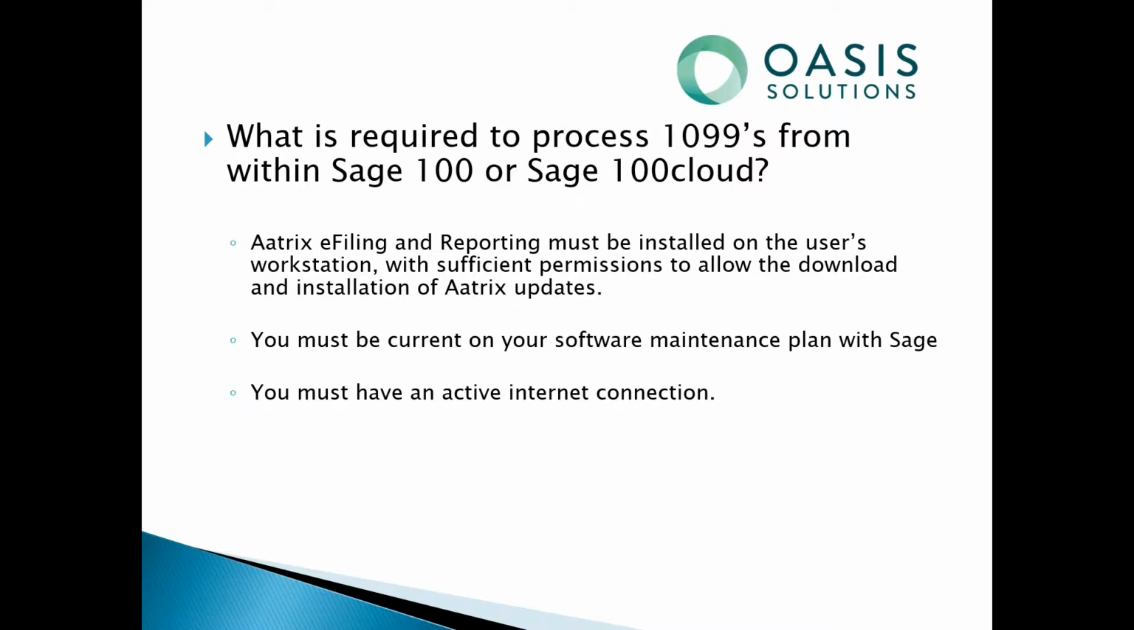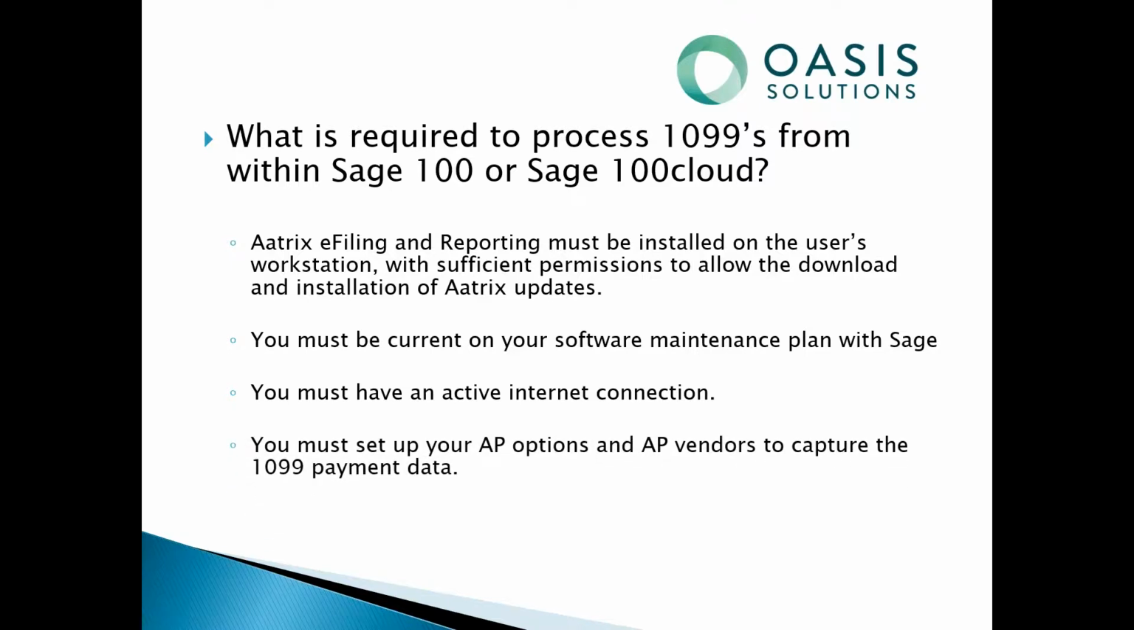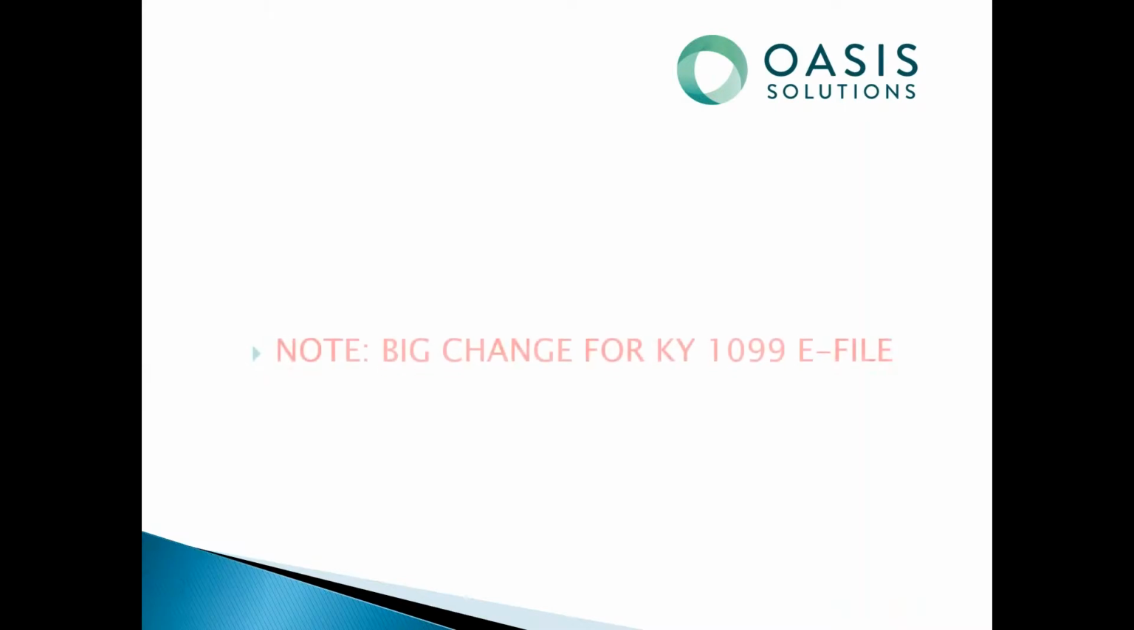You do have to have an active internet connection on the workstation that is connecting to Atrix and processing the 1099s. And you must have your AP options in Sage set up so that it's actually tracking and capturing the 1099 payment information. And we're going to take a look at some of those screens and then also talk about issues if you find out that you should have been tracking a vendor all year, but someone didn't set it up properly, how you can go in and fix that 1099 history so that you can still process those forms during this calendar year.